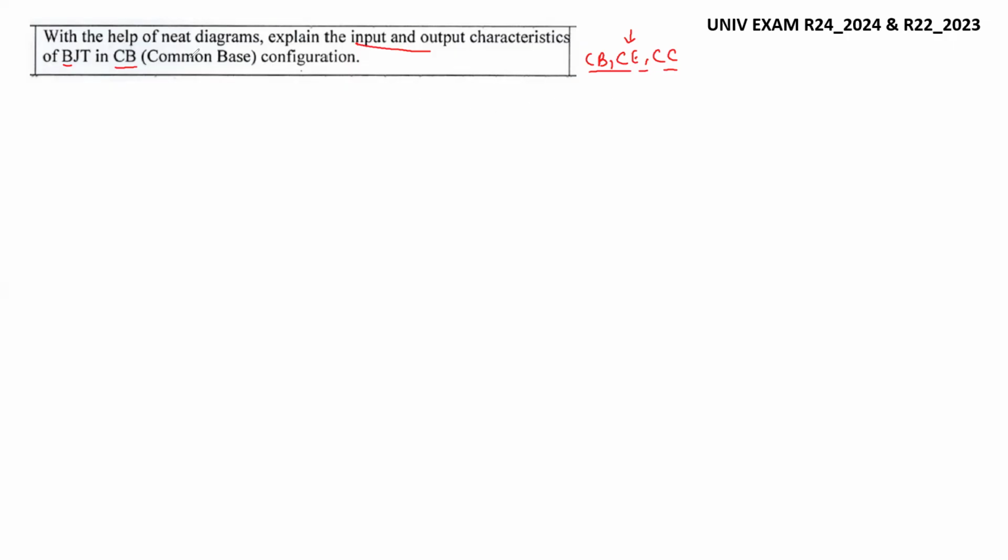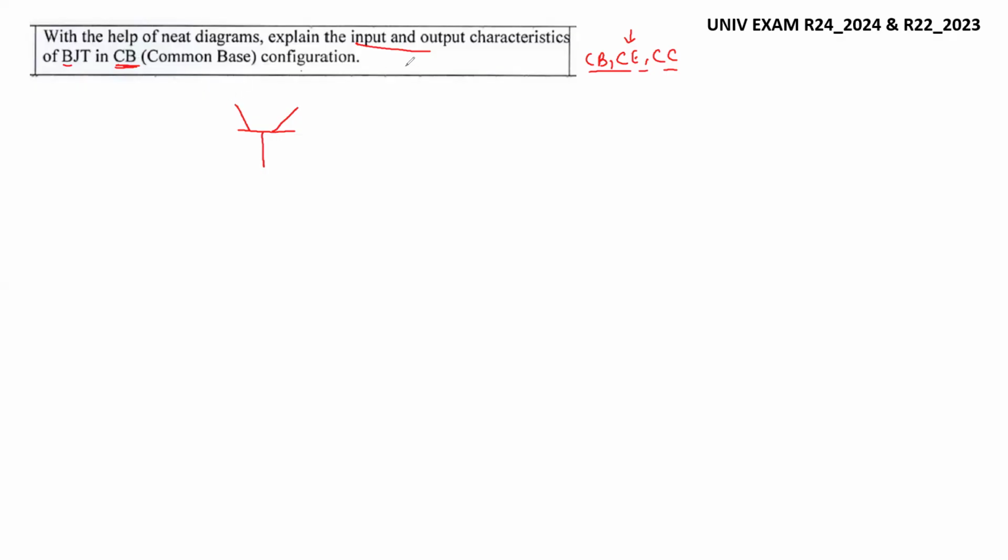When a particular configuration is given, you have to decide what the input terminal is and what the output terminal is. Suppose here it is given as the common base configuration. First we need to draw this circuit diagram. The main part of this circuit is the BJT, so first of all we need to draw the symbol of the BJT. Here it is the common base.